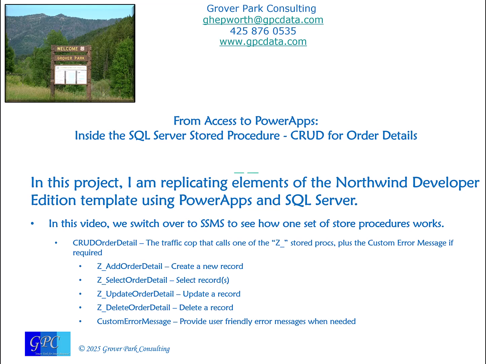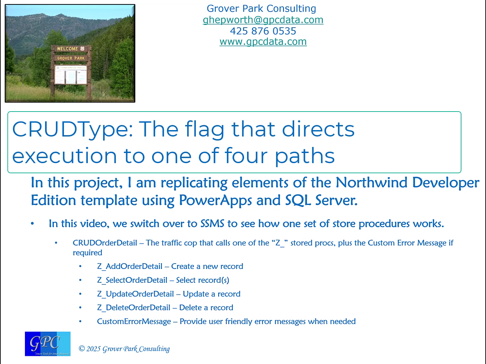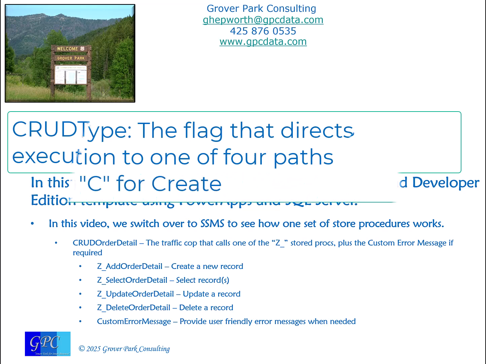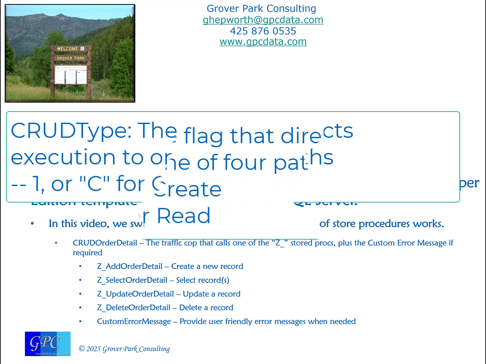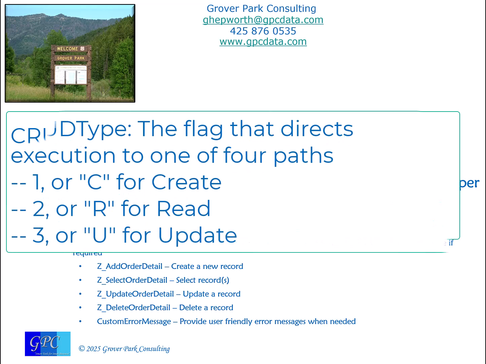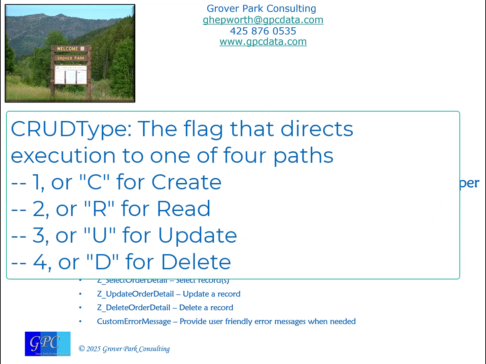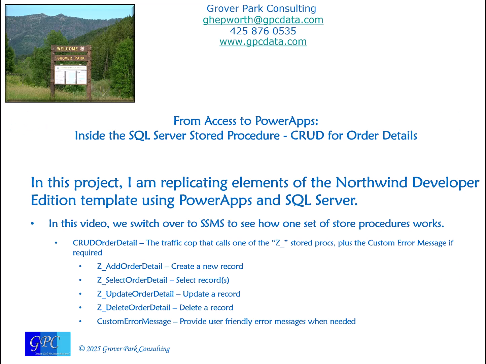The name of that parameter is CRUD type. It can have one of four values: 1 for create, 2 for read, 3 for update, or 4 for delete. Every call to this procedure must pass in this flag. Let's look at how CRUDOrderDetail handles that CRUD type flag.